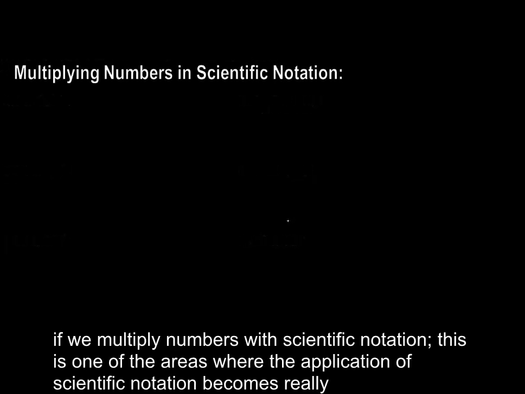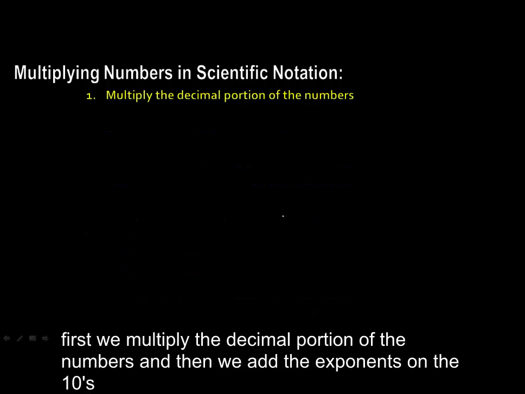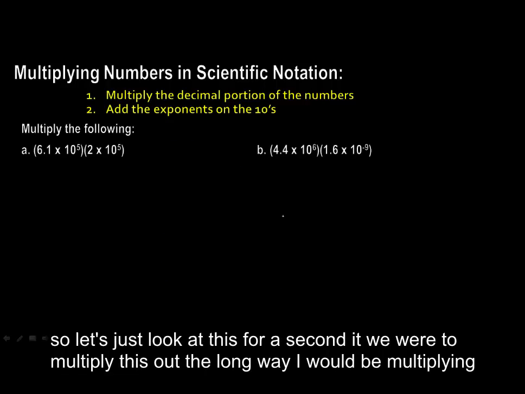If we multiply numbers with scientific notation, this is one of the areas where the application of scientific notation becomes really positive, especially for scientists and engineers, anybody that has to deal with really large numbers. First, we multiply the decimal portion of the numbers, and then we add the exponents on the tens. So let's just look at this for a second.